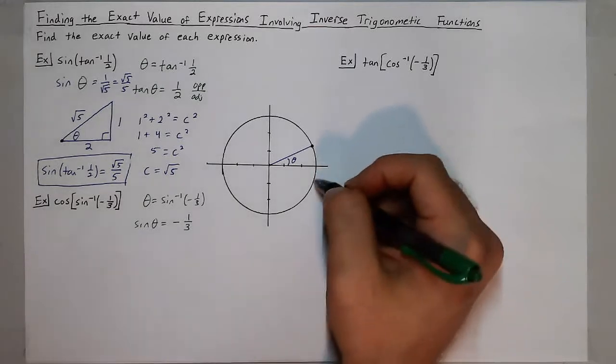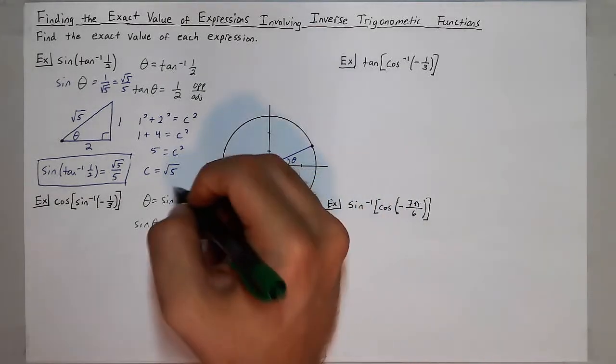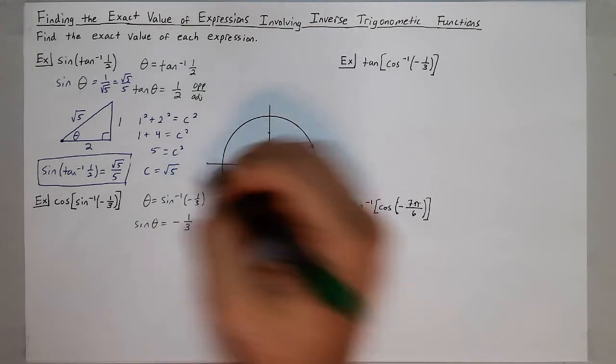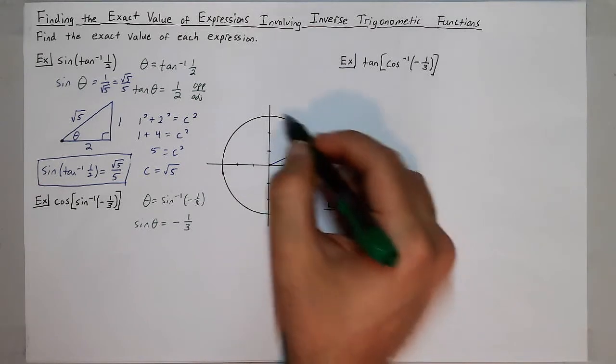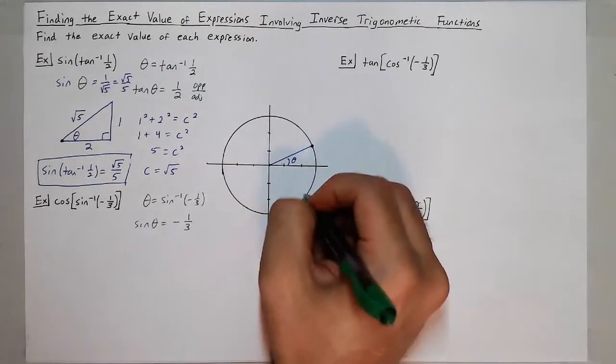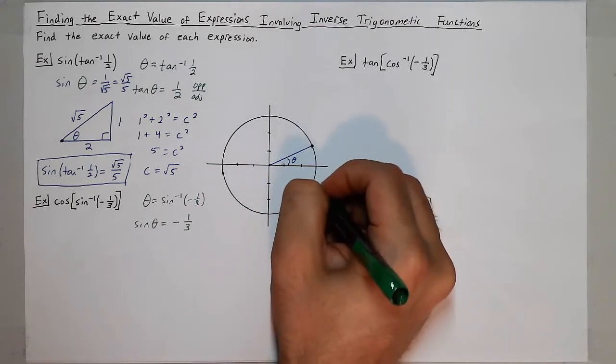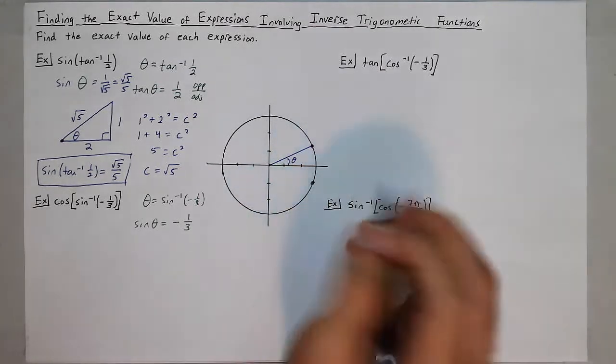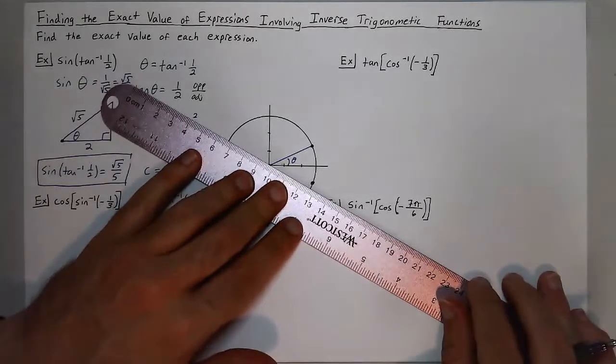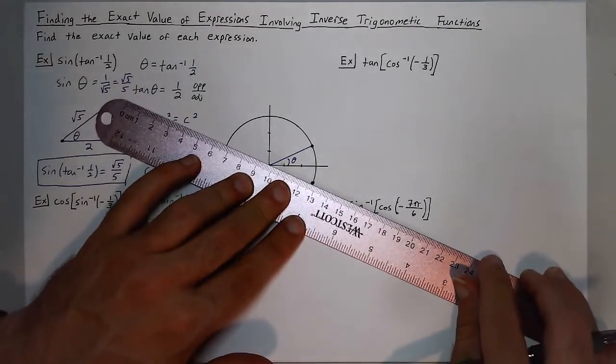And the reason why I'm picking the fourth quadrant rather than the third is sine inverse's output is always an angle from negative pi over 2 to pi over 2. So some angle down here, about a third of the way down, is the angle I'm referring to with this particular problem.